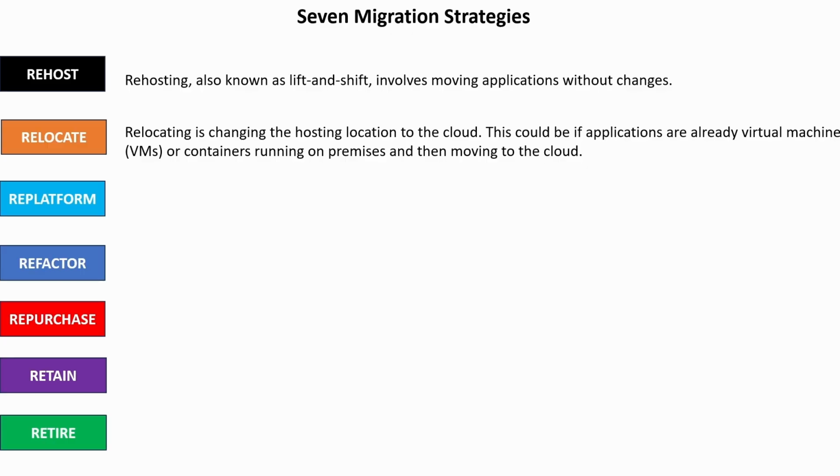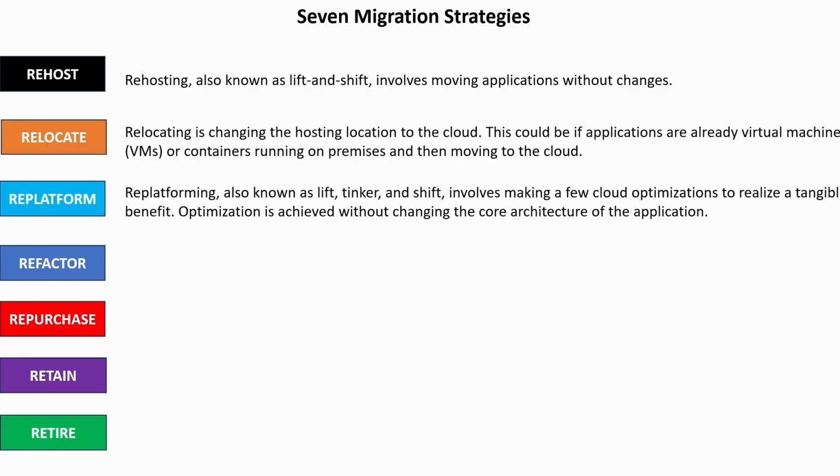Next up is replatform. Lift, tinker, and shift. You move the app, but maybe you swap your old databases for something like Amazon RDS. You are not changing the core code, just giving it better tires. Replatforming, also known as lift, tinker, and shift, involves moving a few cloud optimizations to realize a tangible benefit. Optimization is achieved without changing the core architecture of the application.